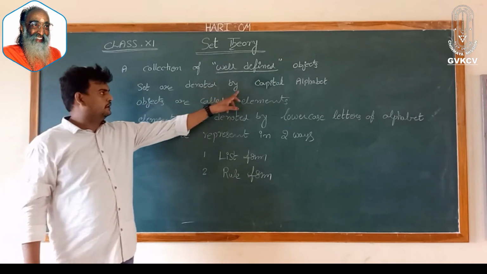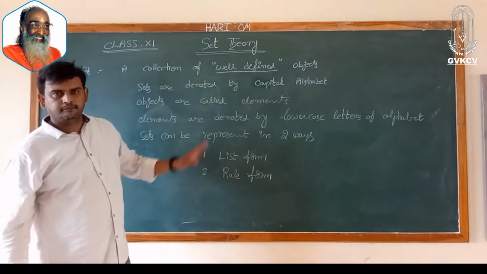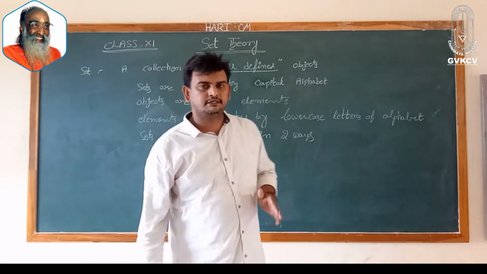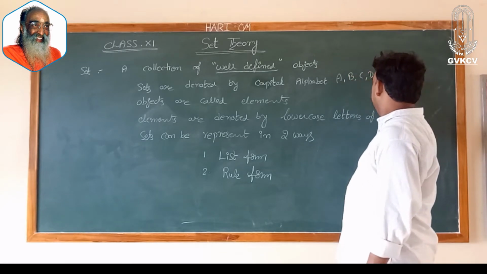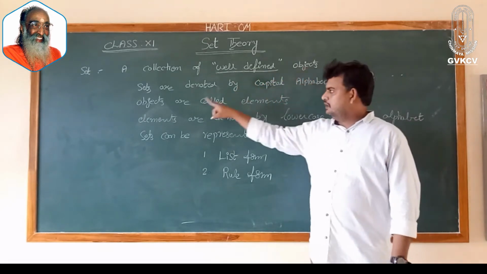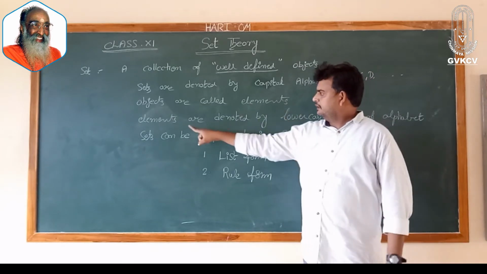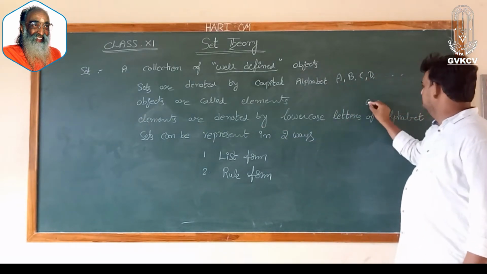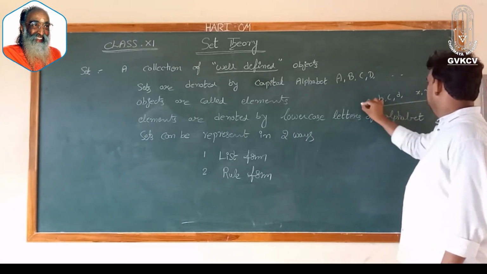Sets are denoted by capital alphabet. Any set you can take, the sets we always represent with the capital alphabet, like capital A, capital B, capital C, and so on. And here we said the collection of well-defined objects. So objects are nothing but called elements of a particular set. And elements are denoted by lowercase letters of alphabet, like small a, small b, small c, small m, small x, small y, and small z.